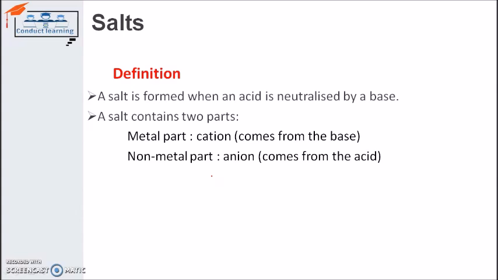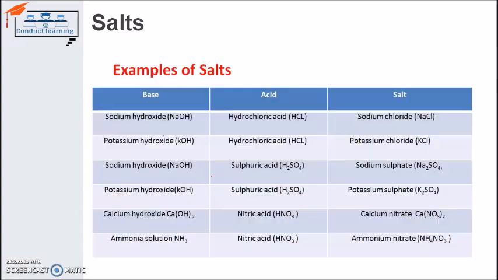And that salt contains two parts. The first part is the metal part and the second part is the non-metal part. The metal part contains the positive charge, so that's why it's known as cation, and the non-metal part contains the negative charge, that's why it's known as anion. Further, the metal part basically comes from the base and the non-metal part always comes from an acid. We can also understand this by the following few examples.